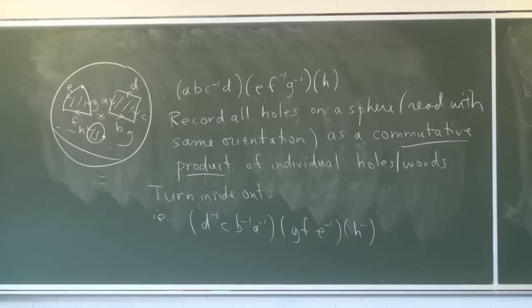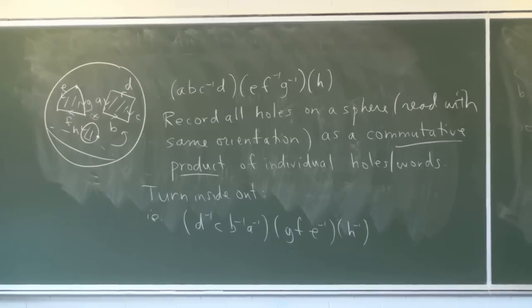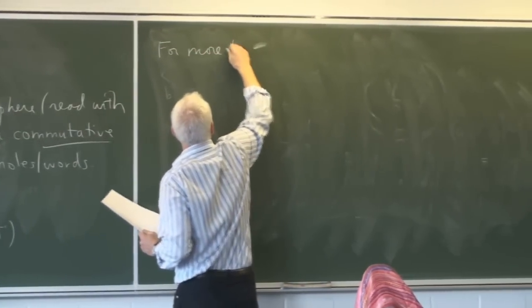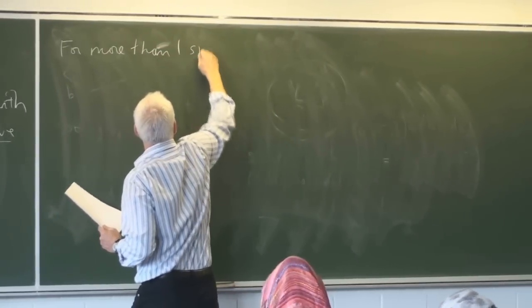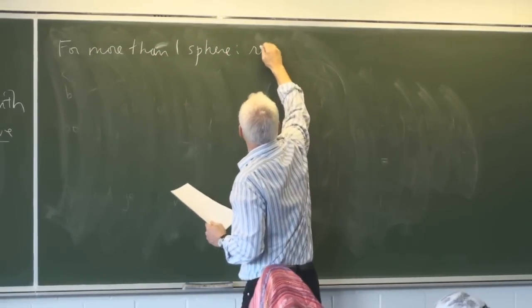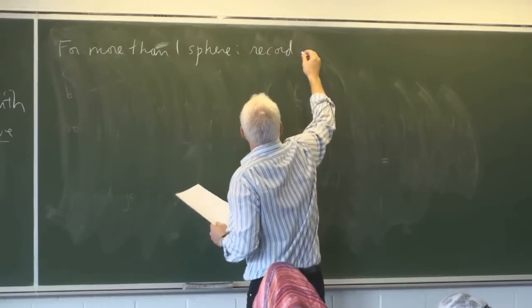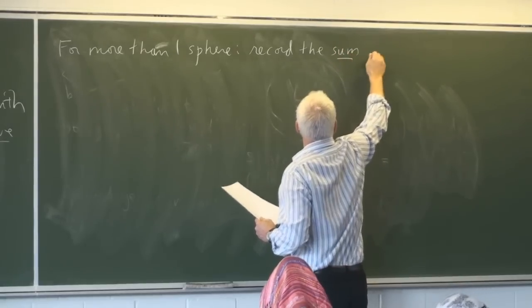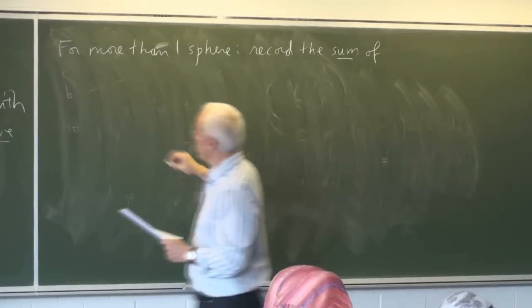But we want to have more than just one sphere, so we have a convention for how to treat more than one sphere. For more than one sphere, what we do is we record the sum of the individual spheres.